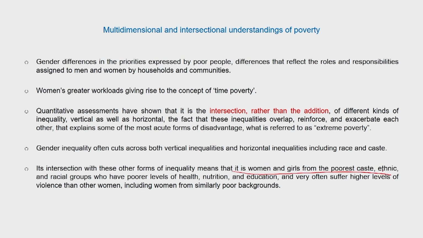So this is extremely important when we are talking in terms of intersectionalities, and the disadvantages faced by women from different backgrounds. Often we see that women and girls from the poorest caste, ethnic and racial groups have poorer achievement outcomes with respect to health, nutrition and education, and they often also face very high levels of violence compared to other women. Therefore, it is important to pay attention to intersectionalities when we are conceptualizing poverty, and that is where it is no longer relevant to be gender blind or gender neutral in framing policies. Different kinds of policies need to be framed when there is an overwhelming gender inequality prevalent within societies.